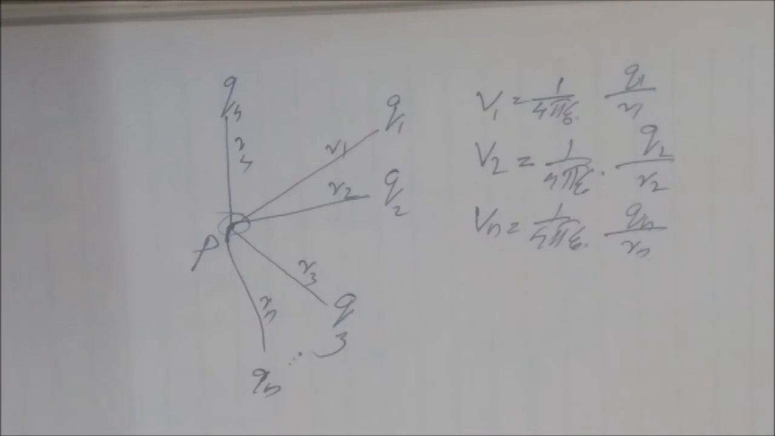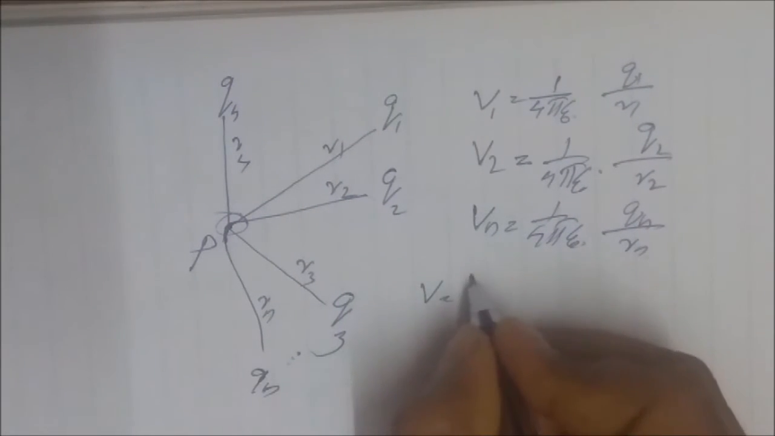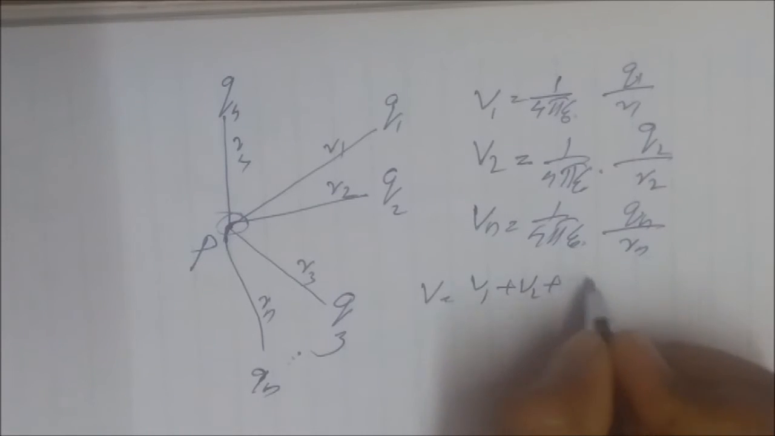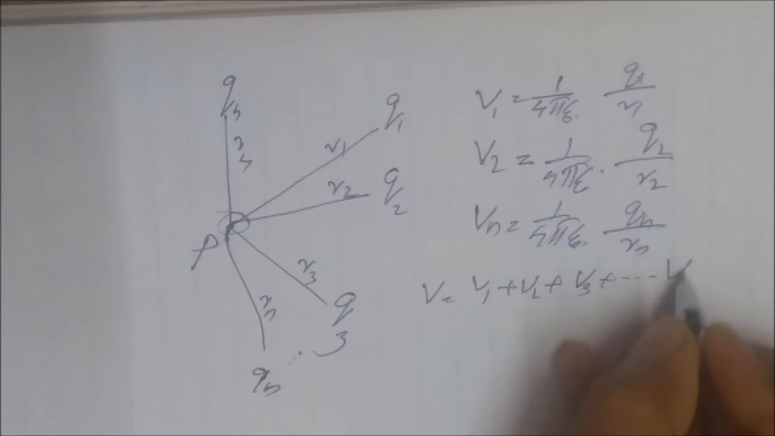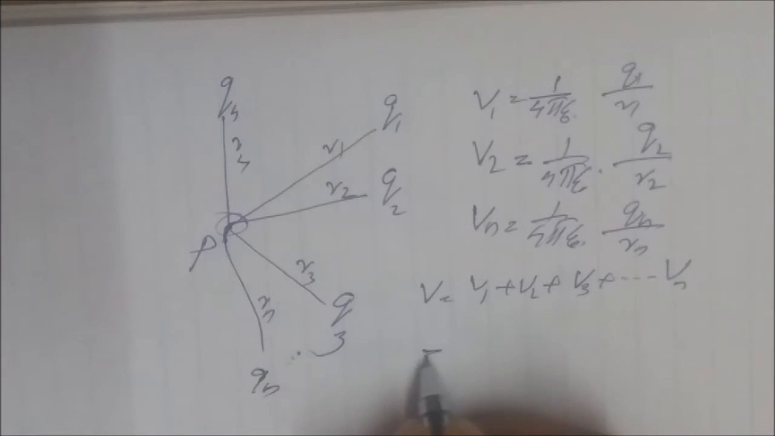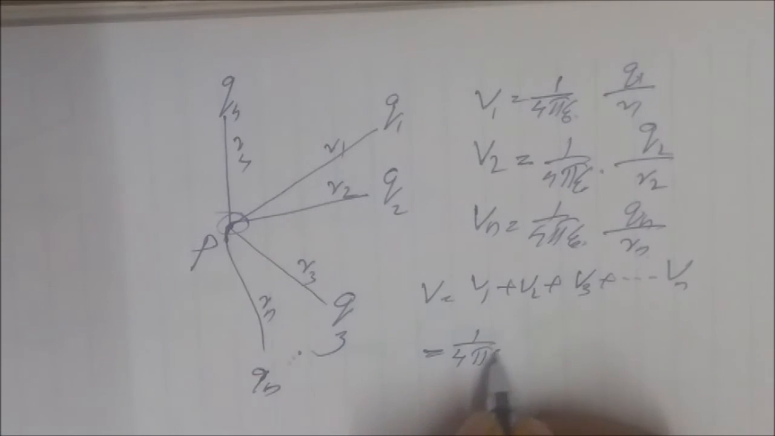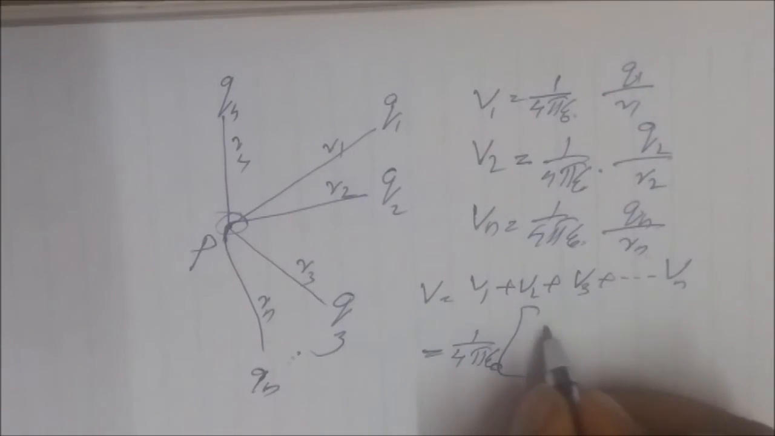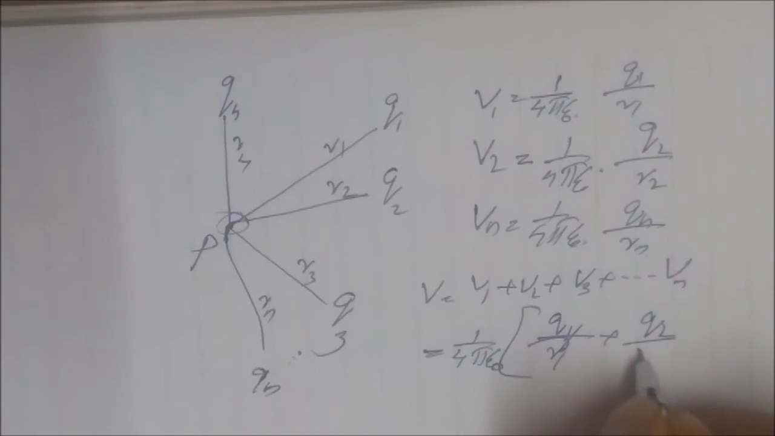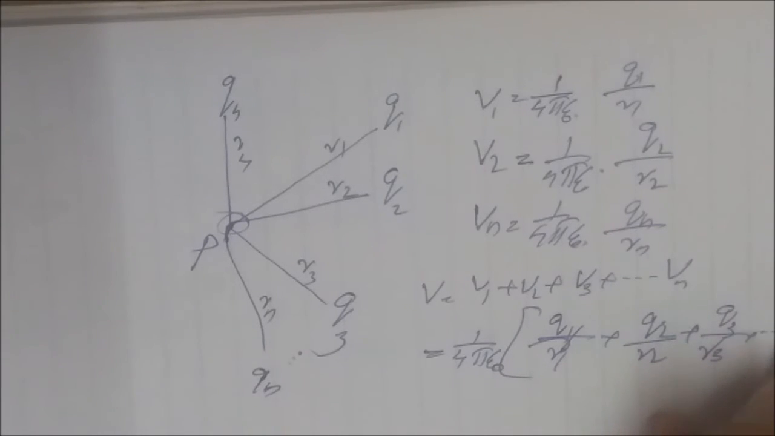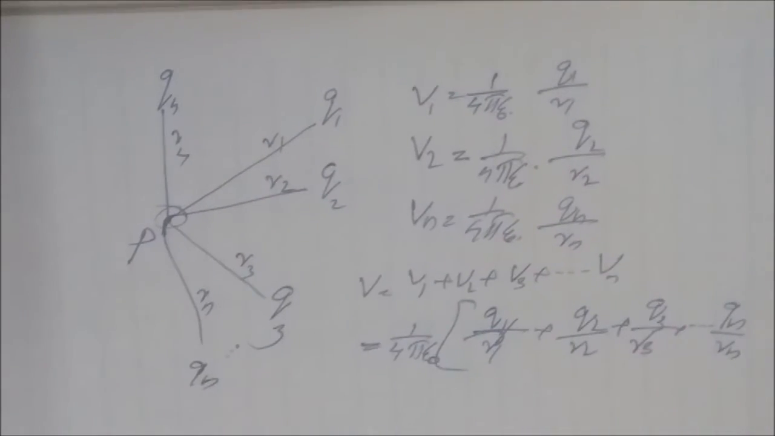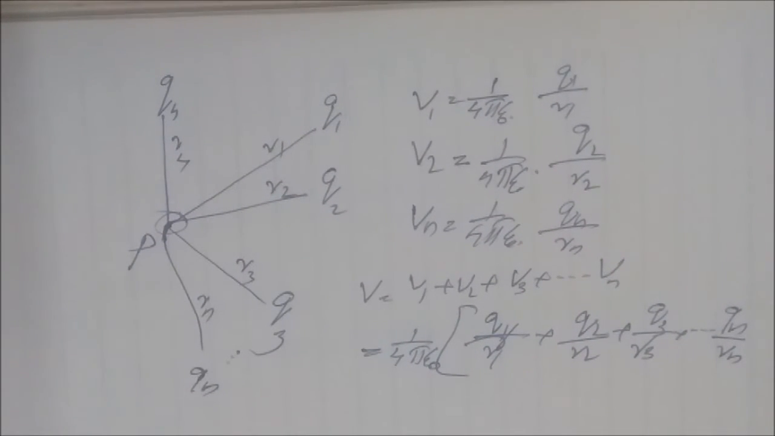So what is the total potential? Total potential V is equal to V1 plus V2 plus V3 plus etc., up to Vn. So we can write 1 by 4 pi epsilon 0, that is common, Q1 by R1 plus Q2 by R2 plus Q3 by R3 plus etc., up to Qn by Rn. So that is the total electric potential due to a system of charges.